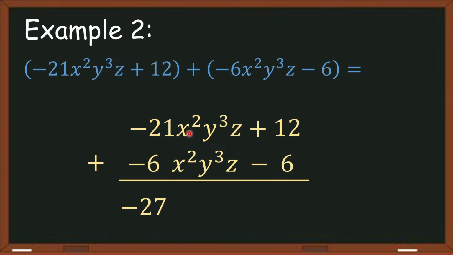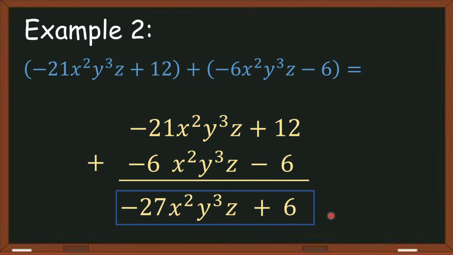And then, kopyahin lang natin itong x squared y raised to 3 and then z. X squared y raised to 3z. As in, kopyang-kopya lang. Ang sinolve lang natin ay itong number. And then, dito naman tayo sa constant. So, 12 plus negative 6. So, again, magkaiba ng sign. Ang gagawin natin, so subtract natin. 12 minus 6. The answer is 6. Dahil ang sign ng mas malaking number ay positive, positive din yung naging sign ng 6. So, ito na agad yung sagot natin.